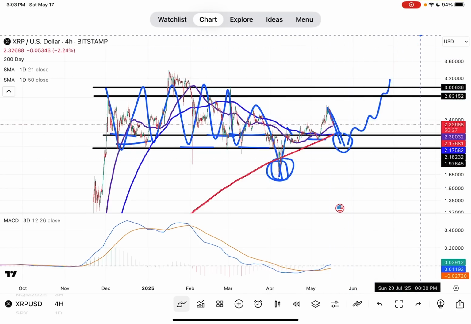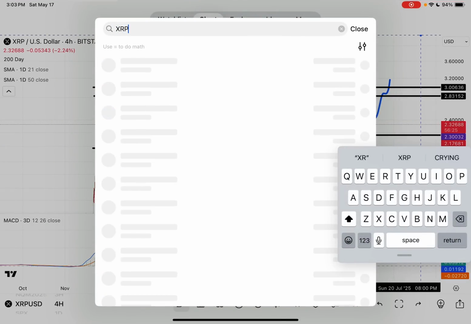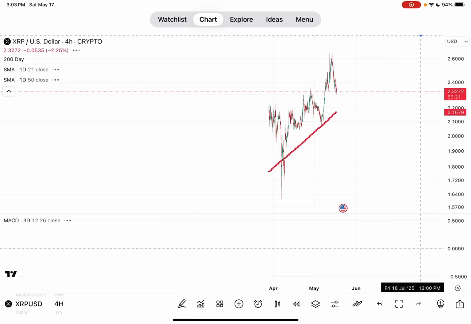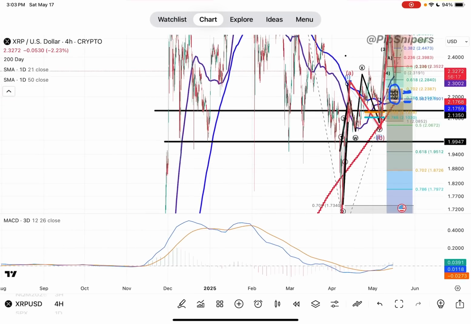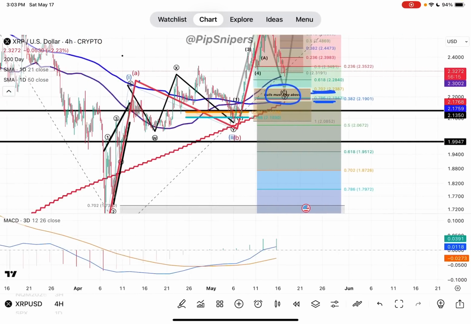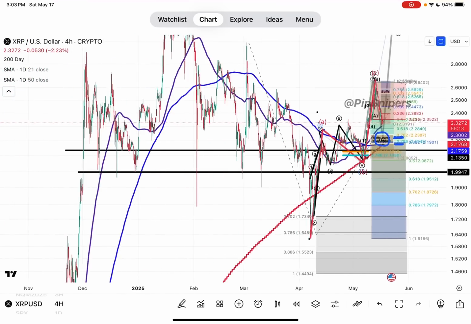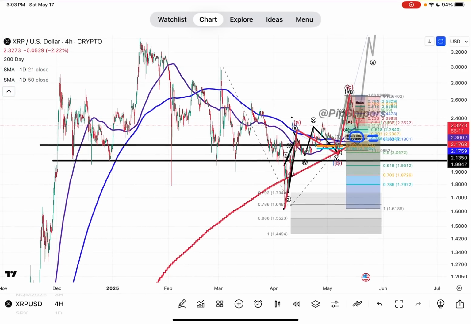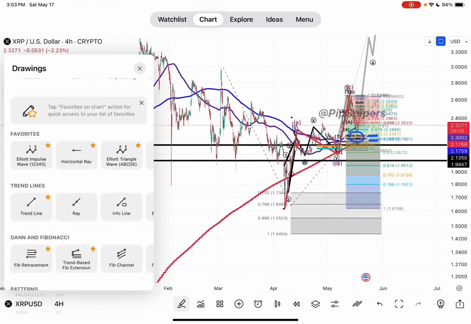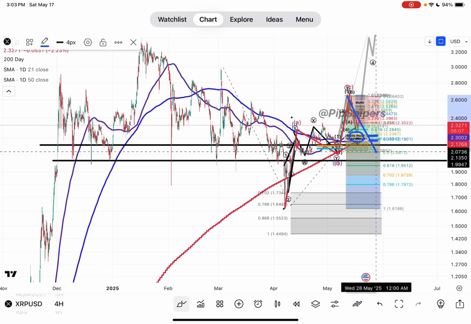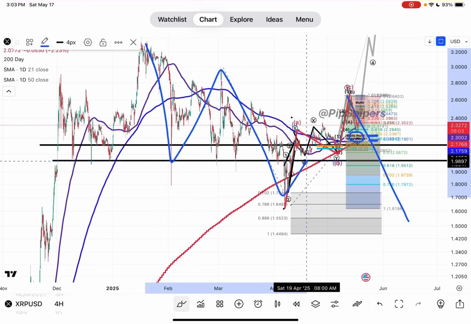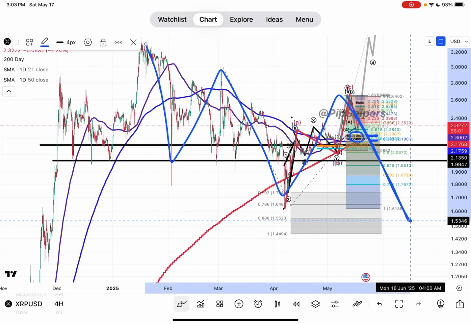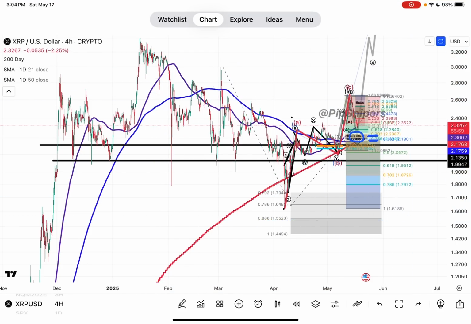However, if we lose 1.9947 on the 4-hour or the daily, then, like I said, it's going to come down to this level right here and make a new low. This would be your W, X, Y, X, Z. So I'll make sure to keep you guys updated.